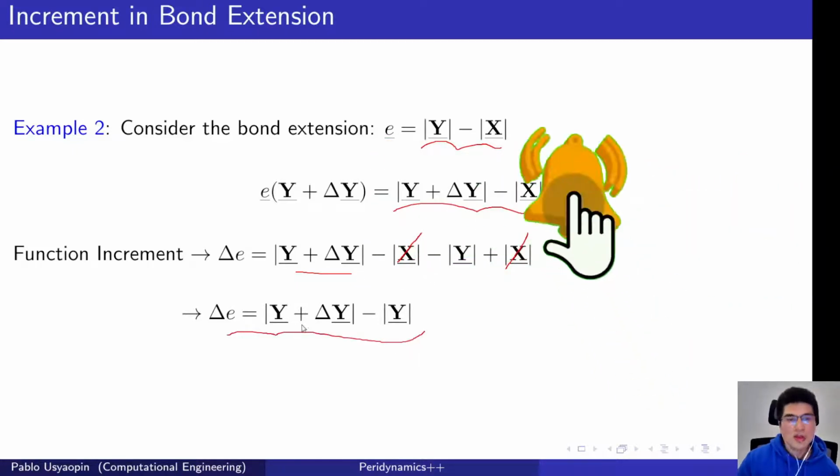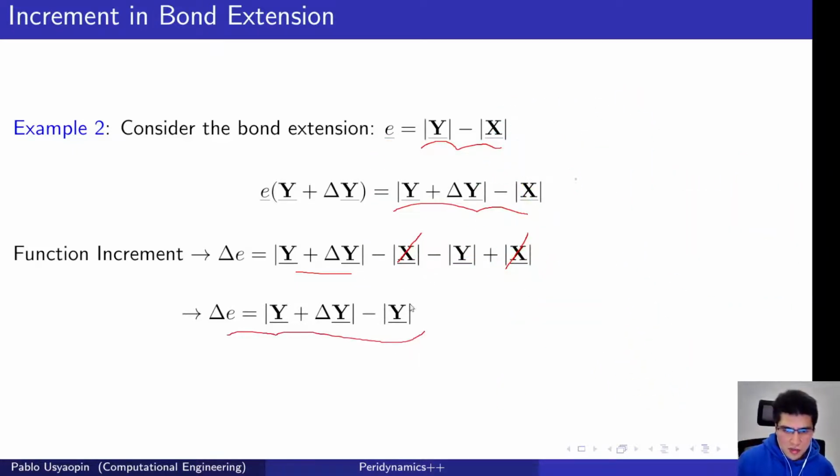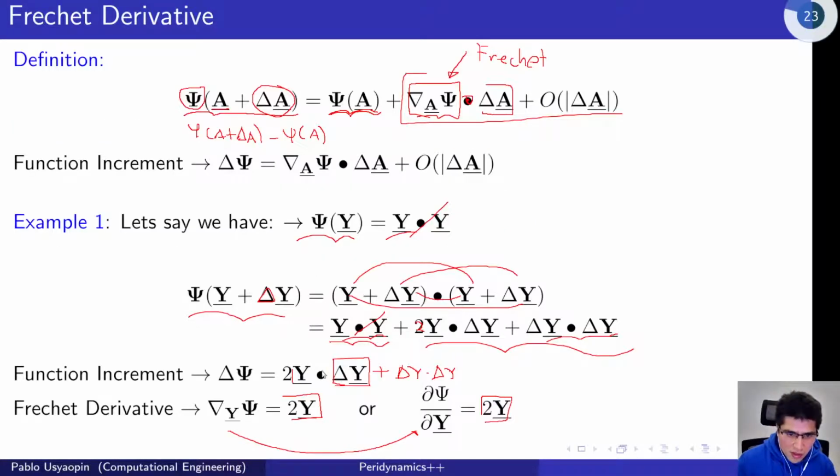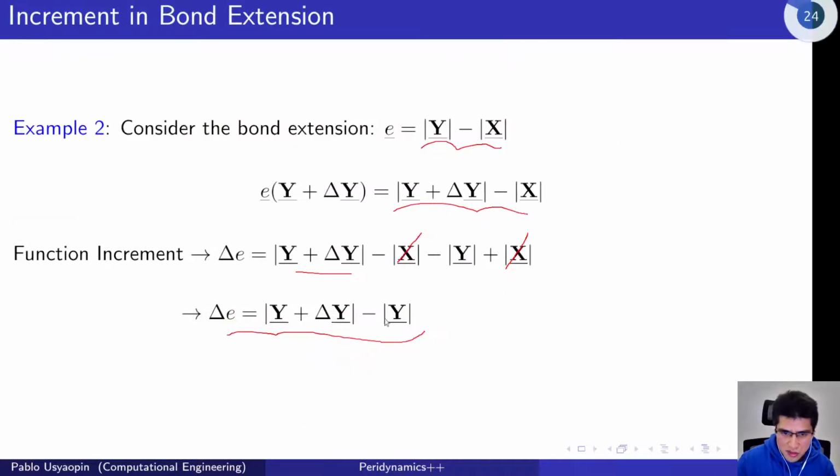So notice here that, opposite to the other example, where the function increment was being multiplied by an increment on the deformation, here we don't have any other term. So therefore this is only the function increment, and this does not have a Frechet derivative.